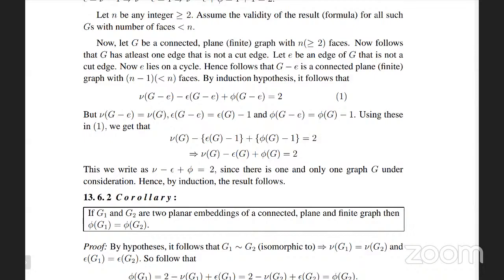So by the hypothesis we can write that the vertices of G minus E minus the edges of G minus E plus the faces of G minus E is equal to 2, by the principle of connectivity. Therefore, vertices of G minus E equal V of G, and edges of G minus E equal edges of G minus 1. Faces of G minus E equal faces of G minus 1 altogether.